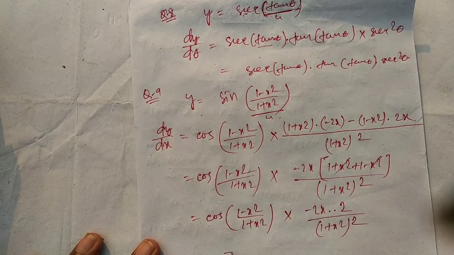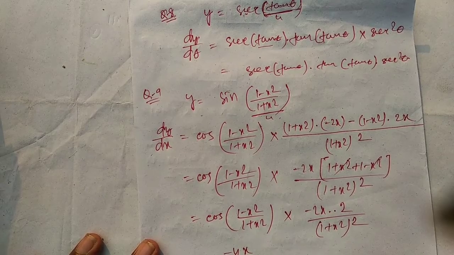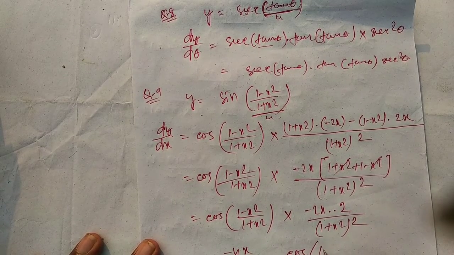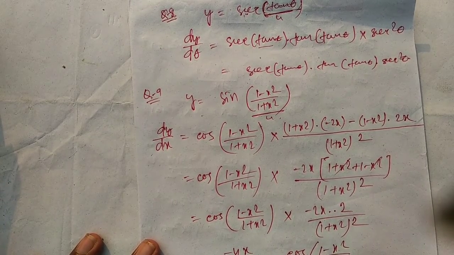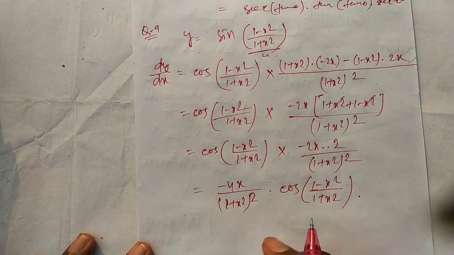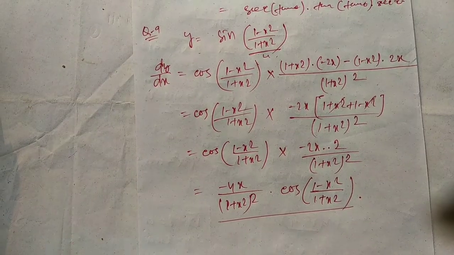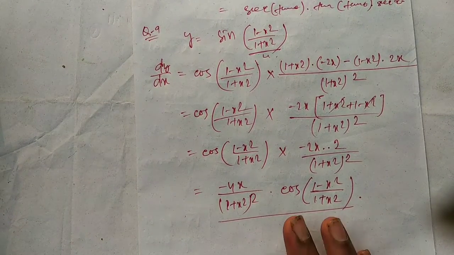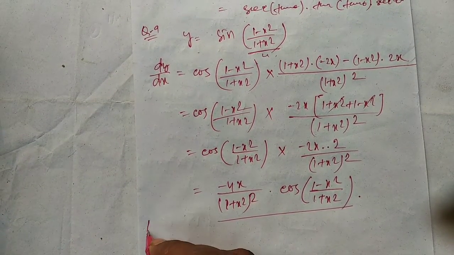So final answer will be minus 4x upon 1 plus x square into cos of (1 minus x square by 1 plus x square). Getting? So this will be our final answer. This cannot be simplified further, so leave the answer here. Okay, so one more problem I am solving.